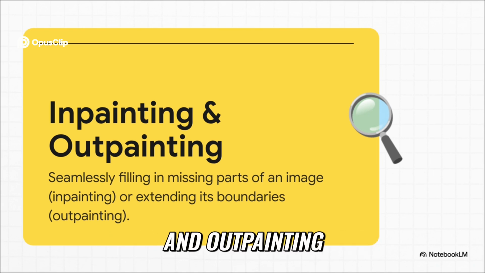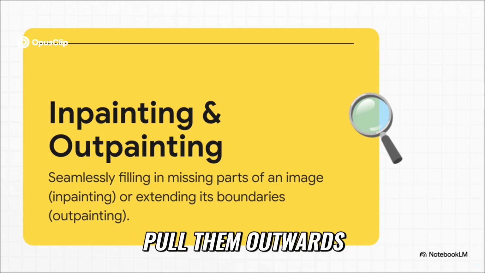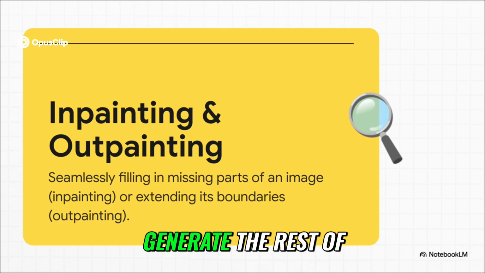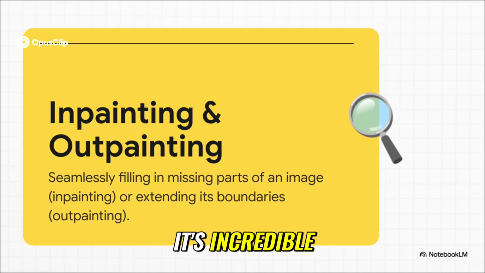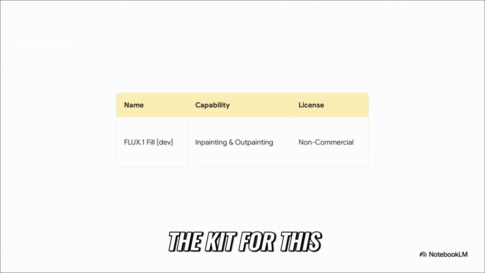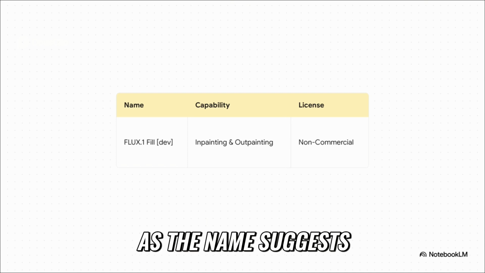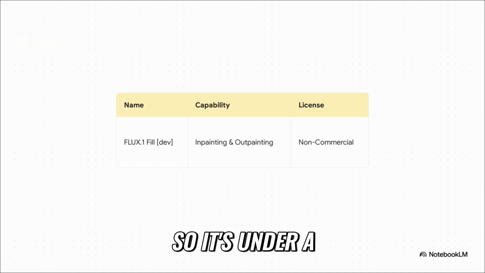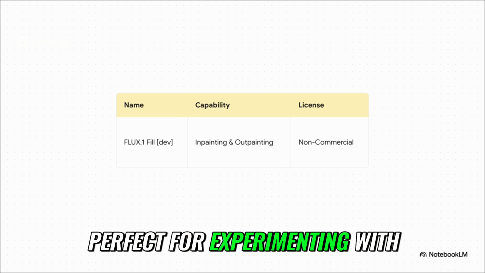And out-painting? It's the opposite. It's like you can grab the edges of your picture and just pull them outwards, and the AI will generate the rest of the scene for you. It's incredible. And the tool in the kit for this specific job is called Flux.1 Fill. As the name suggests, it's part of the Dev suite, so it's under a non-commercial license, perfect for experimenting with these amazing editing tricks.